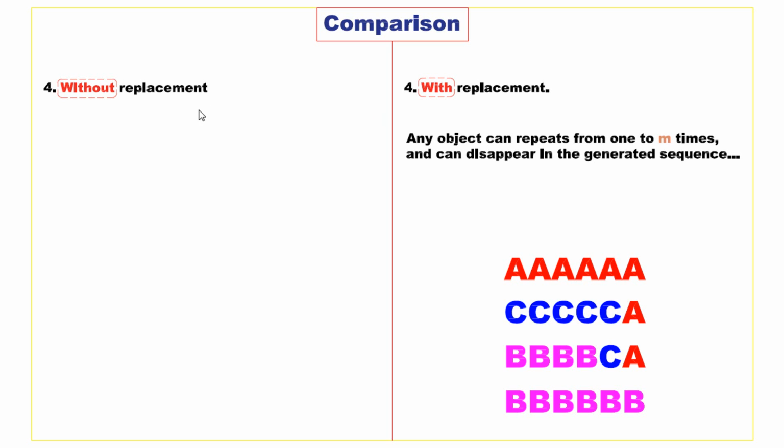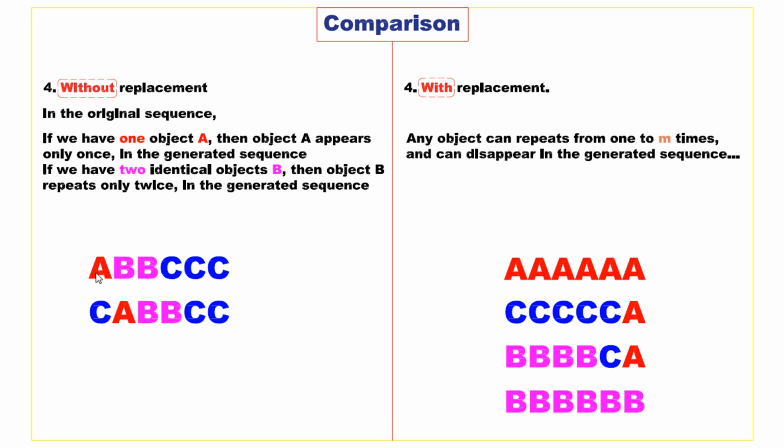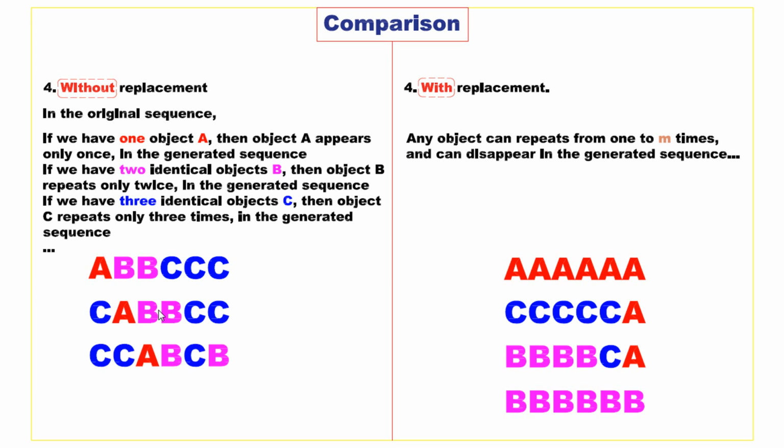As for the case without replacement, we have the original sequence, which is 1A, 2B, and 3Cs. If we have one object such as A, then this object will appear only once. So we can have A again here. But if we have two identical objects B, they are going to repeat again only twice, as we can see here. And if we have three identical objects, then they are going to repeat 3 times again, as we see here, 3 C's in all generated sequences.